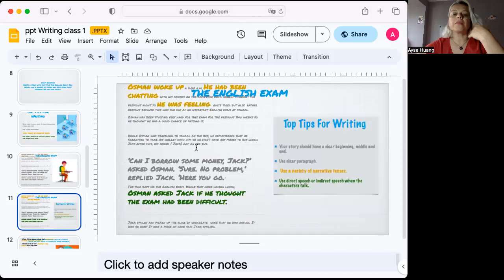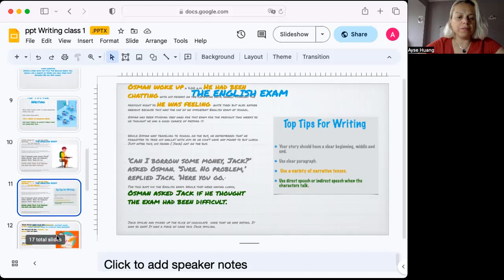You can see we use a variety of narrative tenses in yellow color, and we use direct speech or indirect speech when the characters talk. It's green.